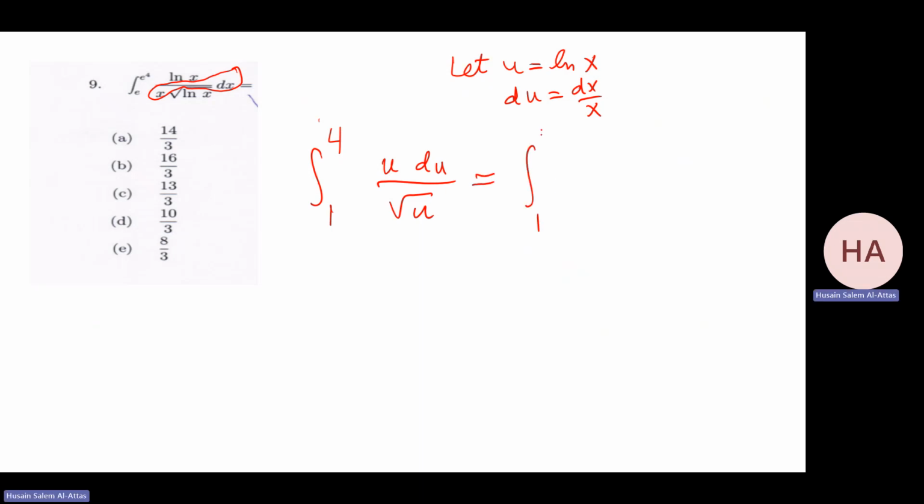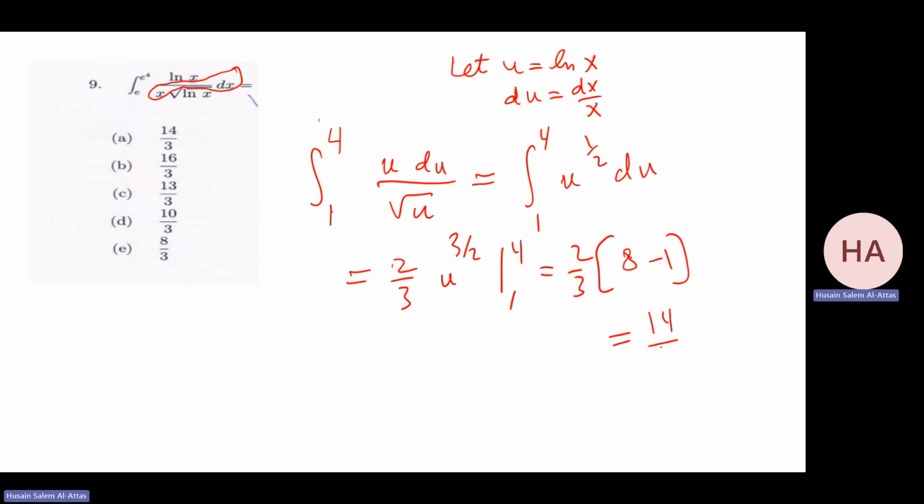Change it into powers. U to the power half. It will be u to the power half du. Do the integration. That will be 2 over 3 u to the power 3 over 2 from 1 to 4. That is 2 over 3 times what? Square root of 4, which is 2, to the power 3, which is 8, minus 1. So it will be 14 over 3, which is this one.